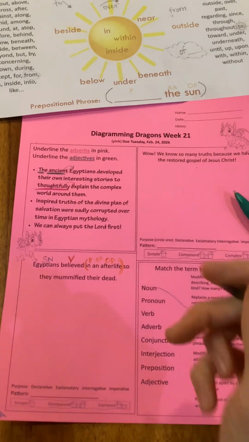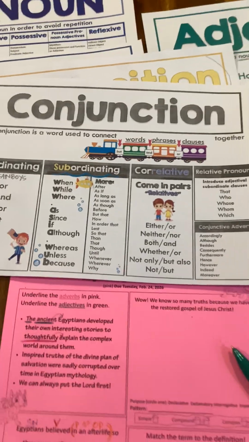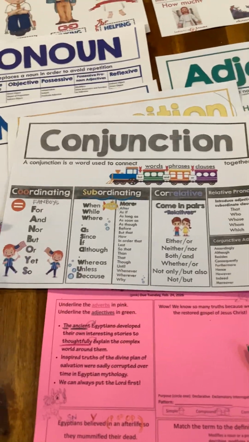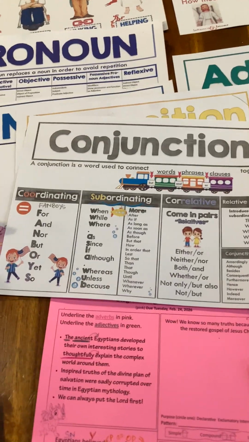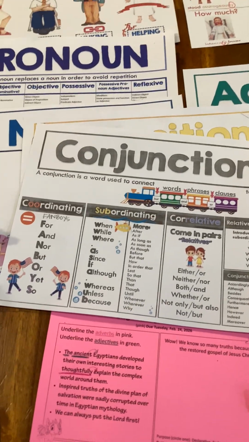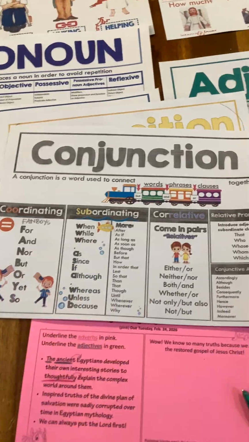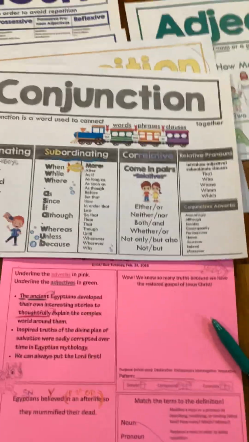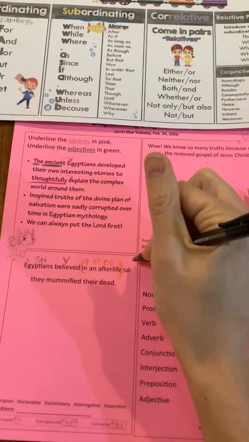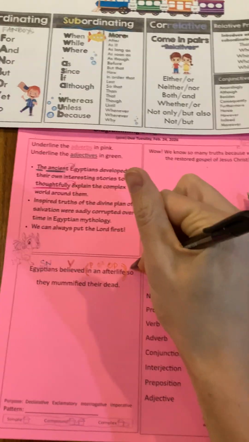So, who knows what type of word that is? It is a conjunction, which connects words, phrases, or clauses together. It's the FANBOYS: for, and, nor, but, or, yet, so. So when we have a conjunction, we can label that C, conjunction.